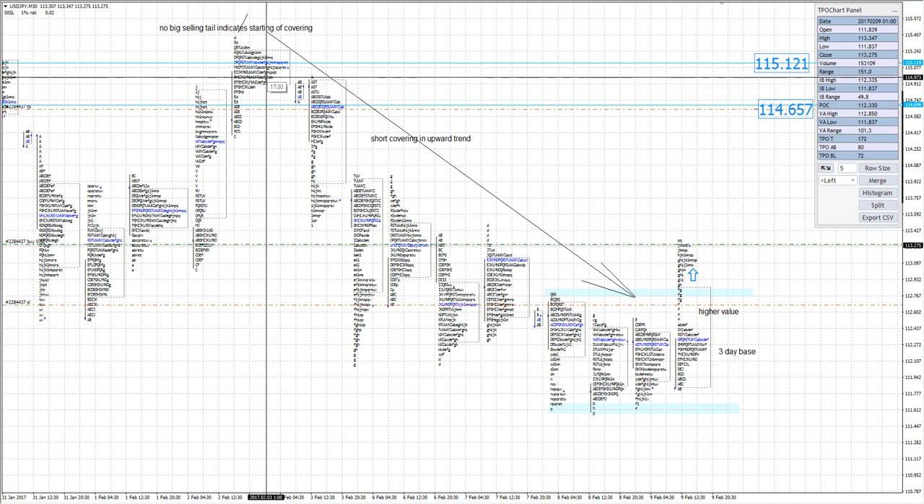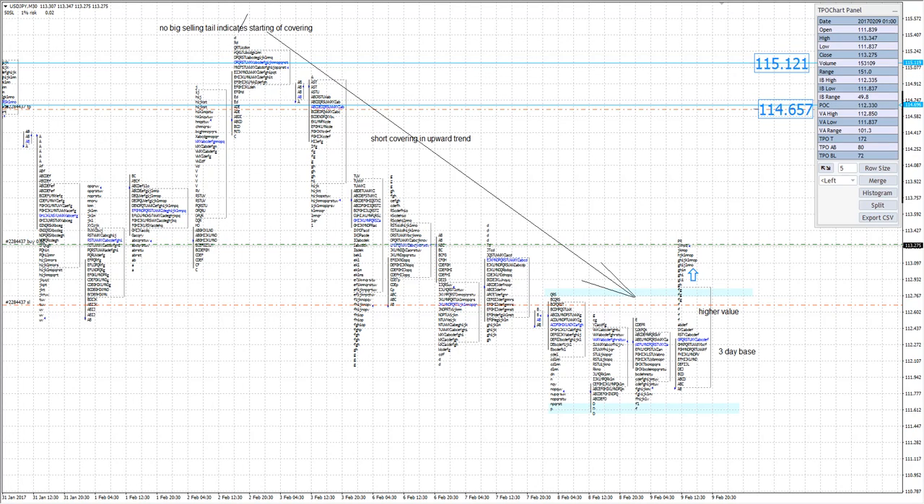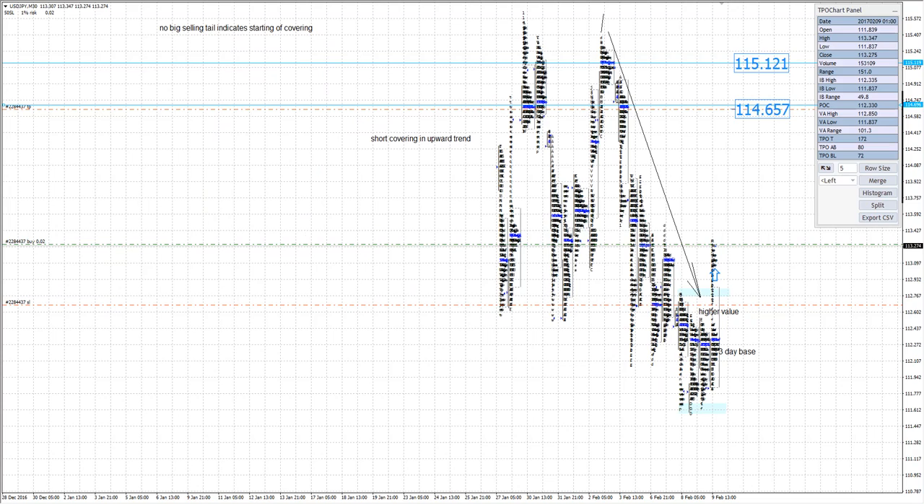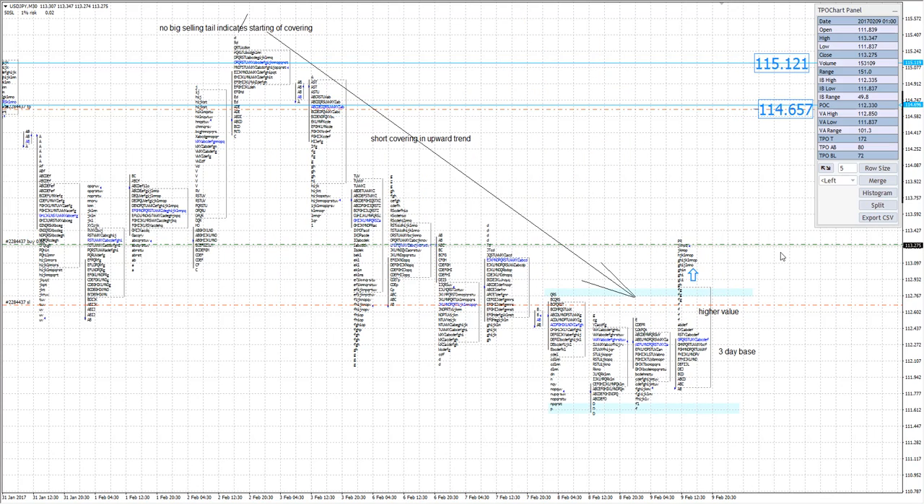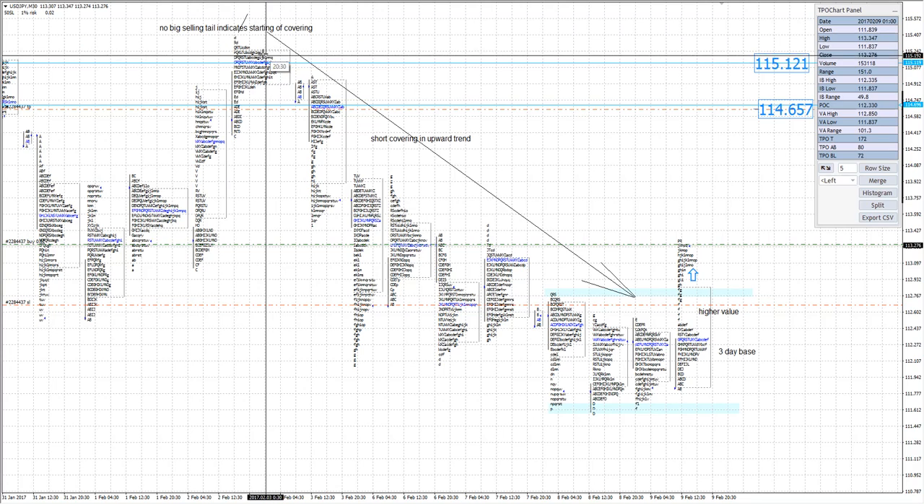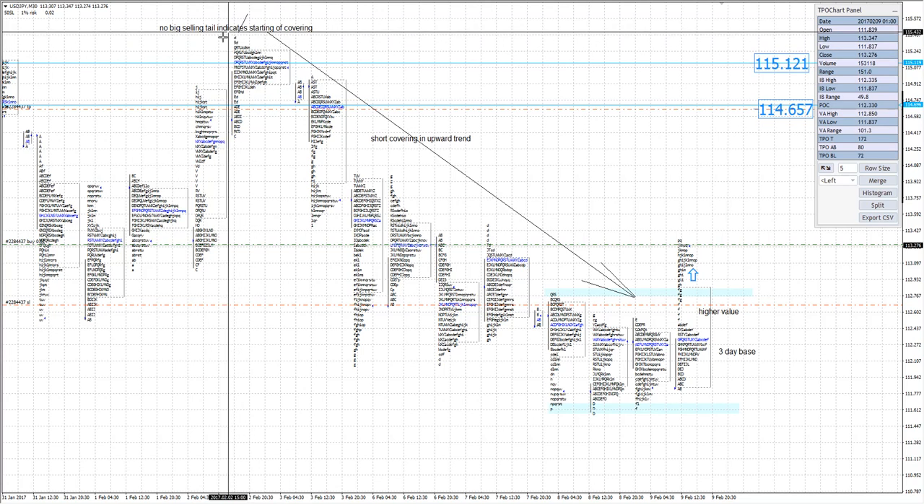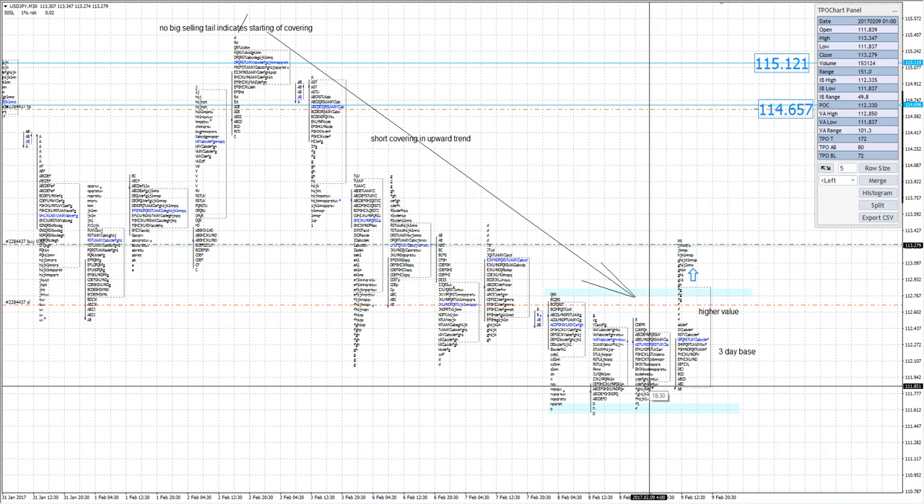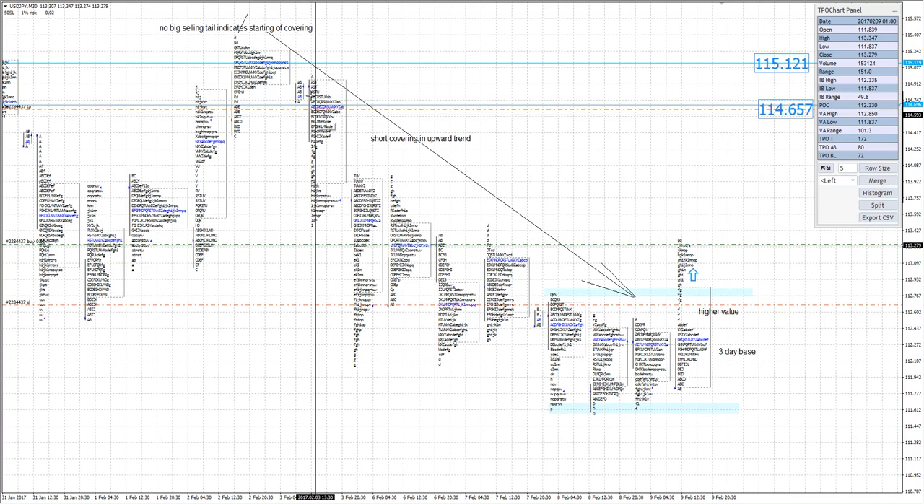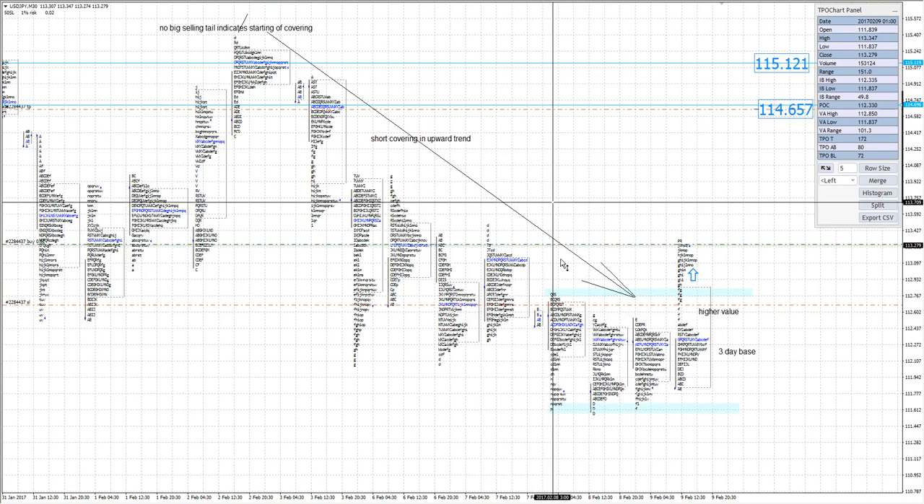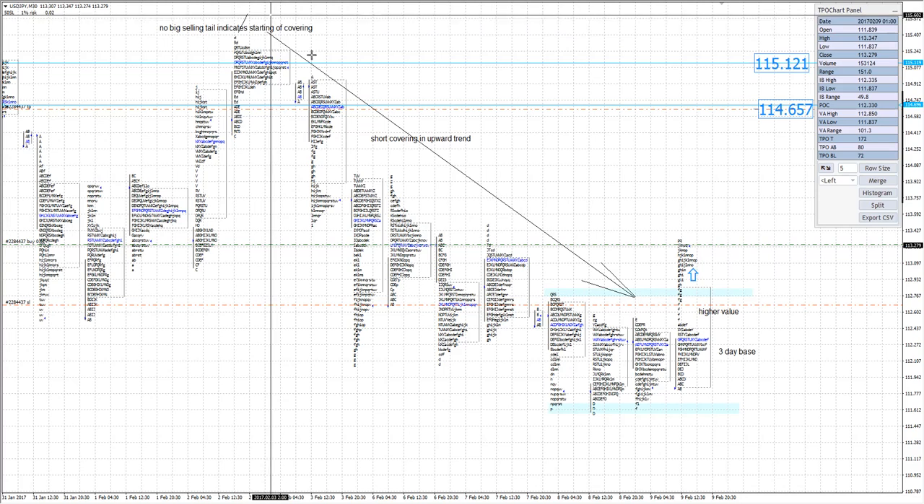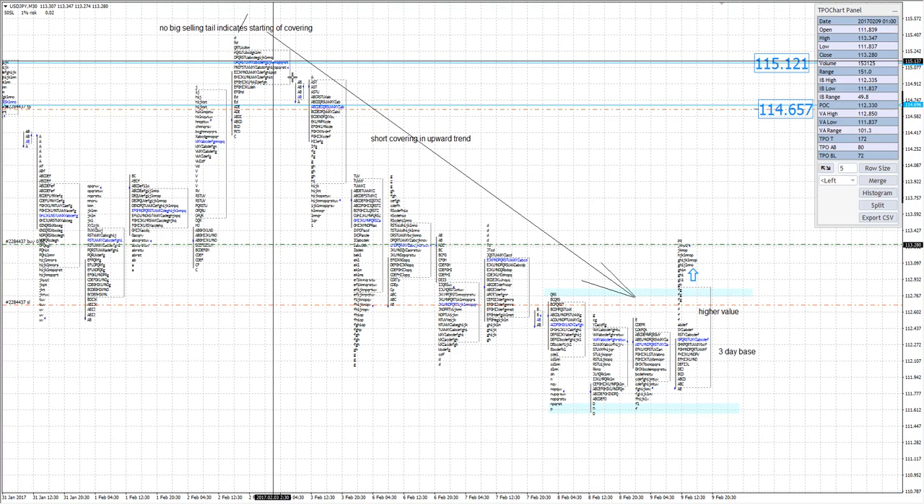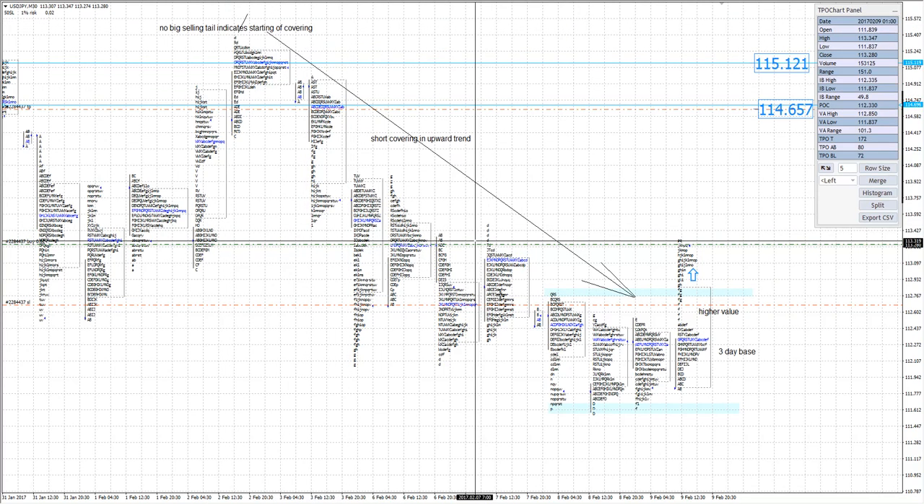As we see here, let me zoom in more. Look at this day here, where we started this downward movement. We see 1, 2, 3, 4, 5, 6, 7, 8, 9 days of price basically going lower.